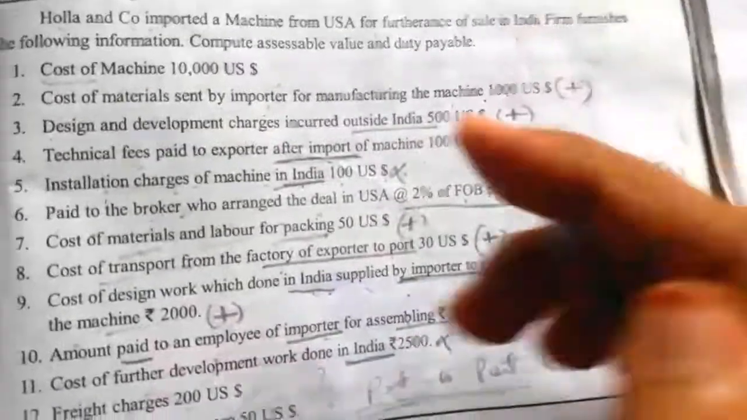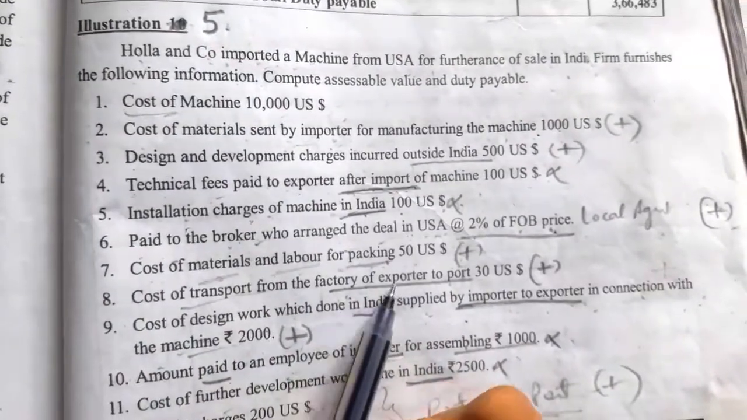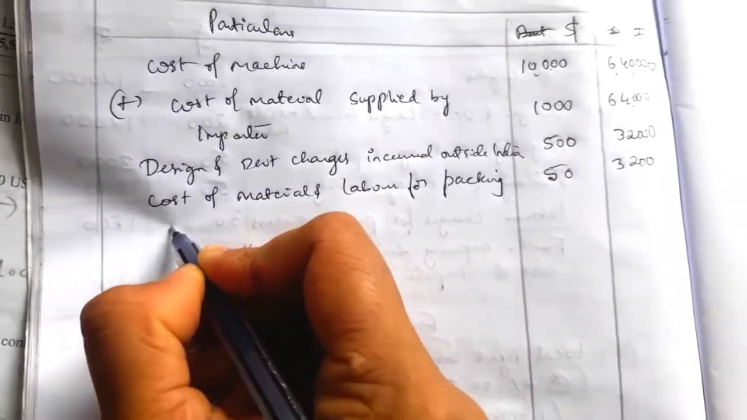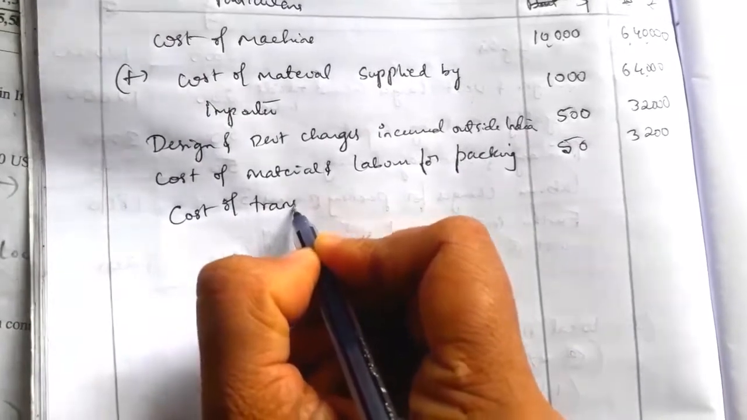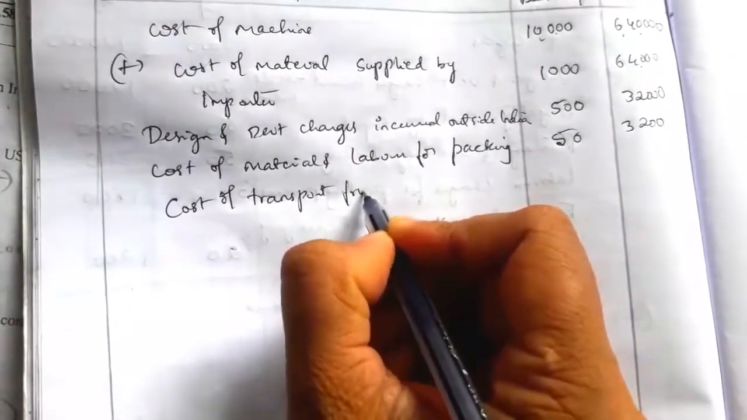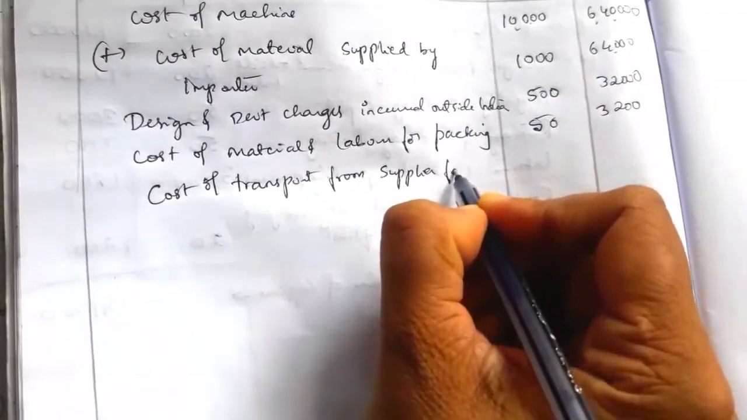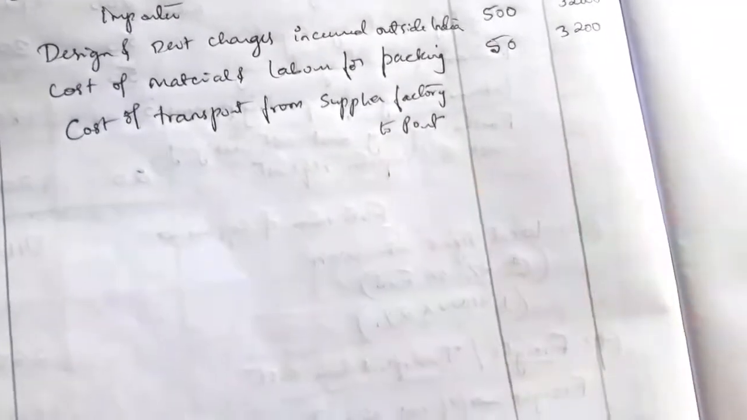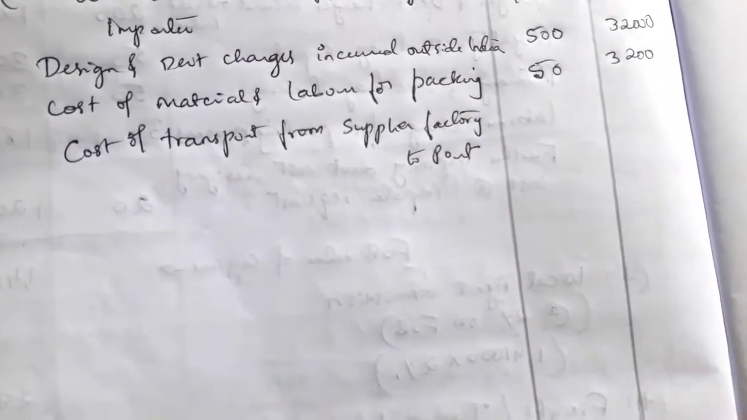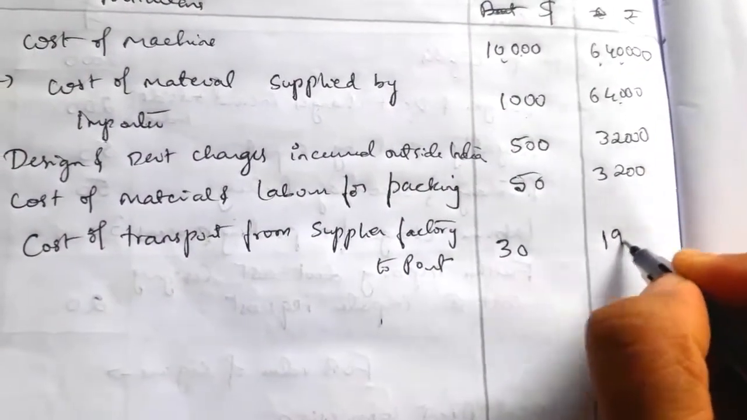Next, the cost of transport from the exporter's factory to the port, we have to add. The cost of transport from the exporter's factory to port is equal to 30 US dollar. So that is equal to 1,920.